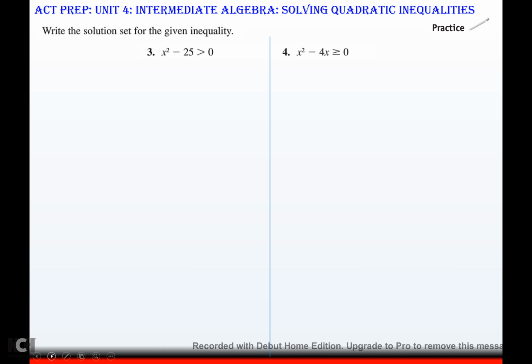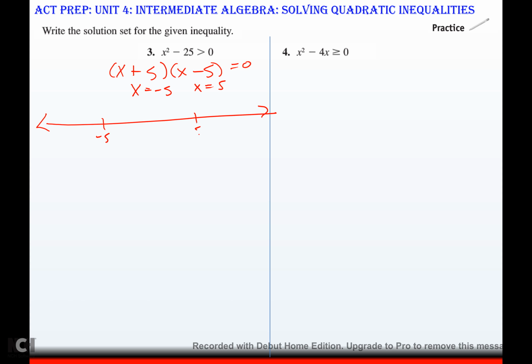All right, so let's do a couple more. We've got difference of squares again, so binomial, plus and minus. Square root of x squared is x, square root of 25 is 5. So my solutions are -5 and 5 on a number line. And we test. Pick something below, like -6, and plug it in. That would be -6 plus 5, -6 minus 5, and I want to know, is that greater than 0?